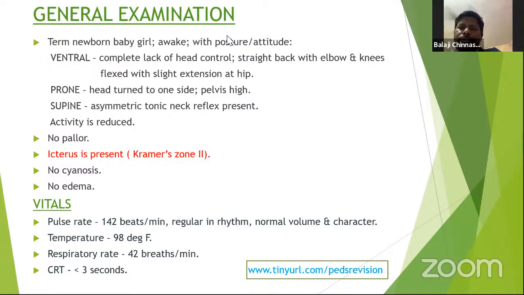Any coarctation of aorta? Yes, most important is coarctation of aorta. So make sure your pulses are felt well, especially the femoral pulses, and that they are not feeble. Okay, but continue to the next.